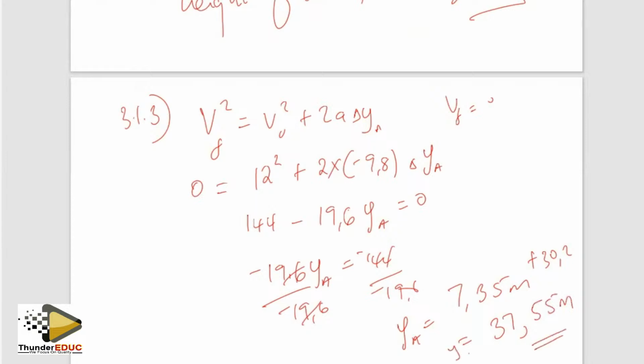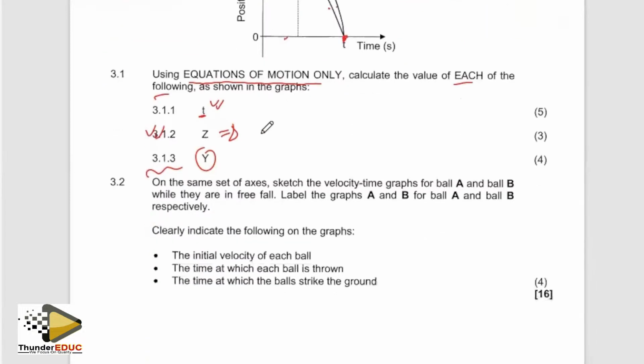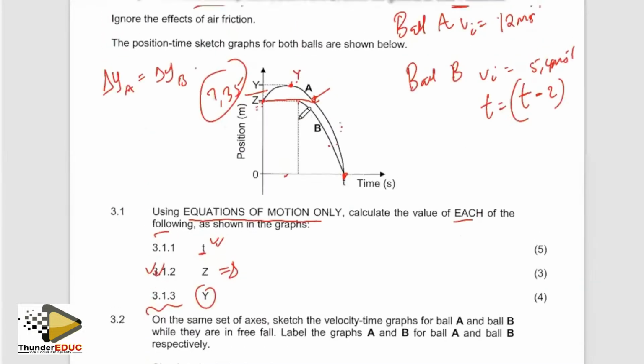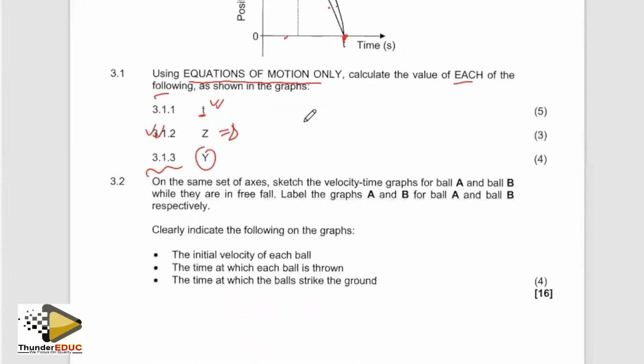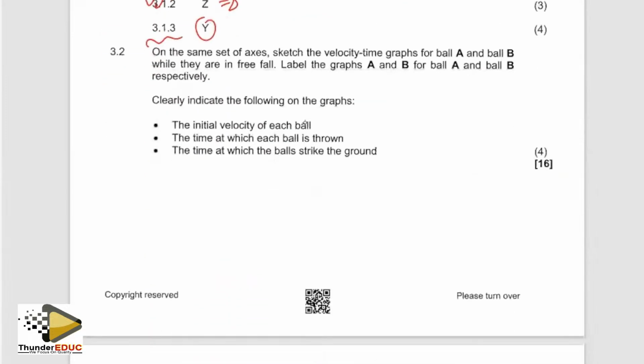Okay, so that would be my approach. Just let me know in the comment section how you approached this question. Then in 3.2, they want us on the same set of axes to sketch the velocity-time graphs for A and B while they are in free fall. We need to label graphs A and B for both balls. Clearly indicate the following on the graphs: the initial velocity for each ball, the time at which each ball is thrown, and then the time at which they strike the ground.